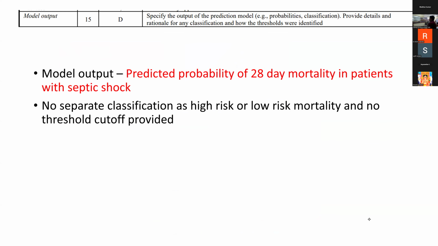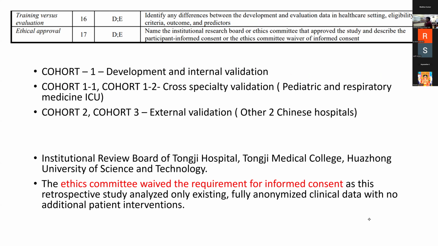Now the model output: specify the output of the prediction model, based on probabilities and classification. So they had predicted a probability of 28-day mortality in patients with septic shock. Classification would mean whether they have classified it further into high-risk, low-risk, or intermediate-risk mortality, which they had not done, and they had not provided any threshold cutoff either.